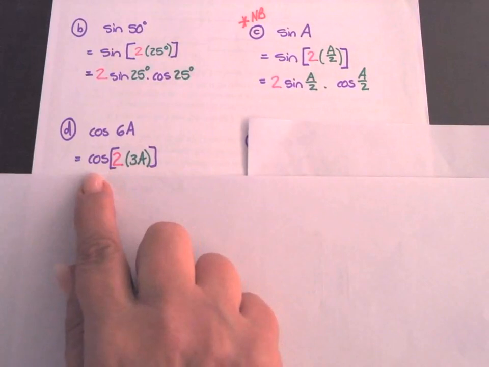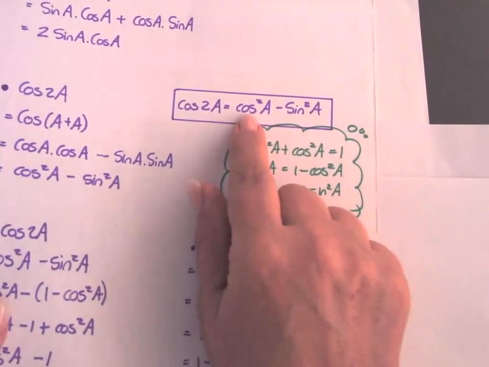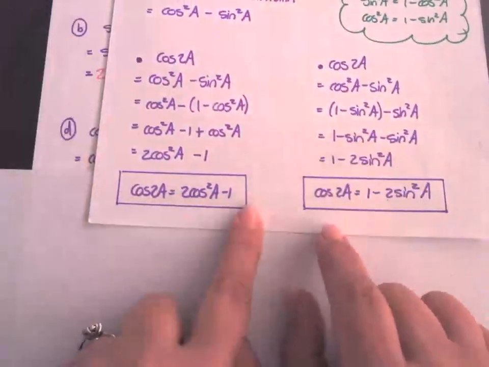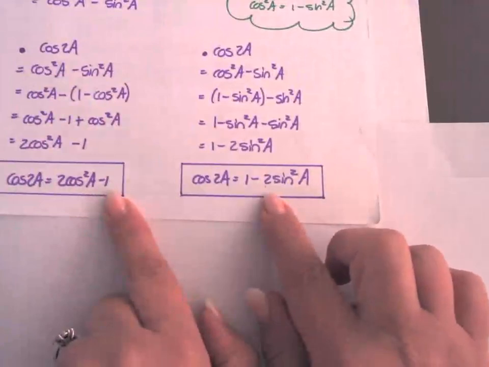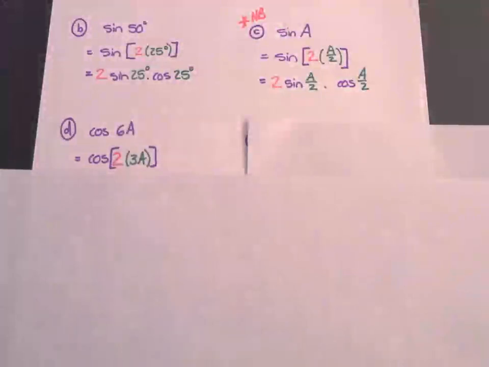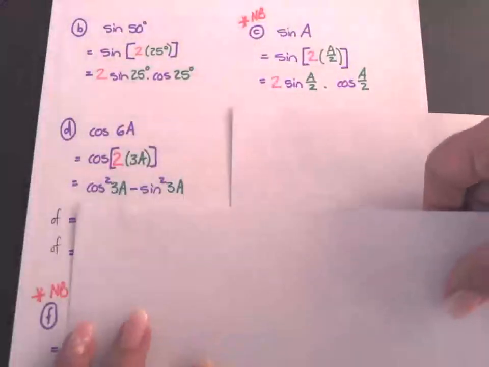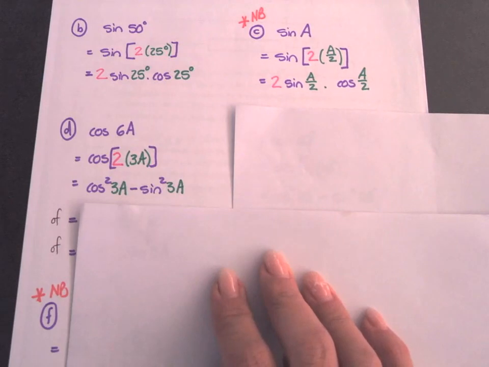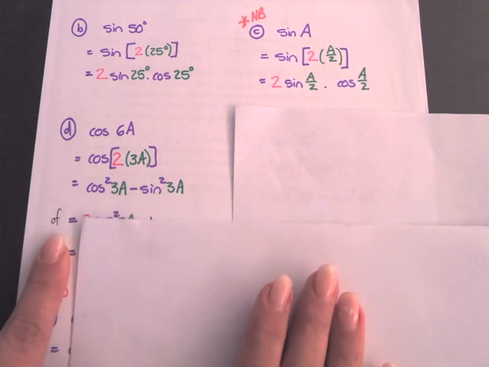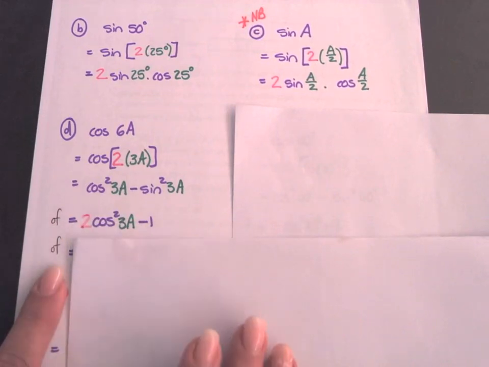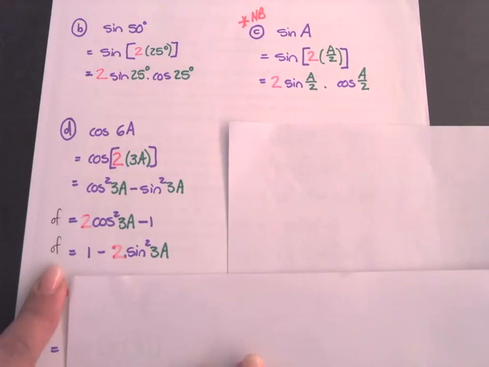You can either say it's cos squared minus sine squared, or 2 cos squared minus 1, or 1 minus 2 sine squared. So you have 3 options. I'm going to write all 3. So it can either be cos squared of the green one minus sine squared of the green one, no 2. Can you see it? Or you can write it as 2 cos squared minus 1. Or you can write it as 1 minus 2 sine squared.